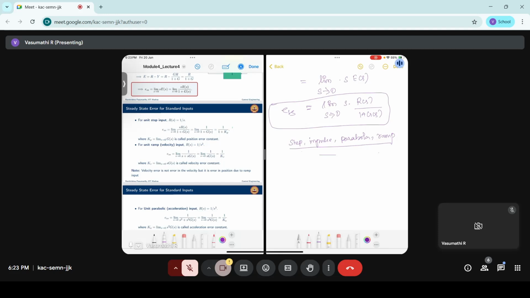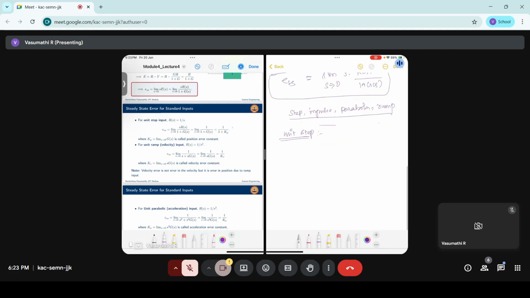So we are going to see one by one. First of all, we will start with unit step because impulse doesn't matter. It will be there for only 1 second. So it doesn't matter to see how the error will be after some time. So we will start off with the unit step input.